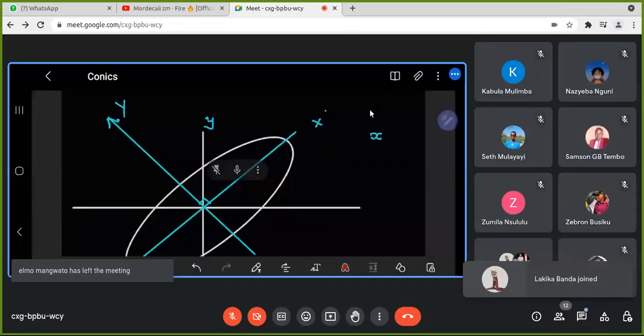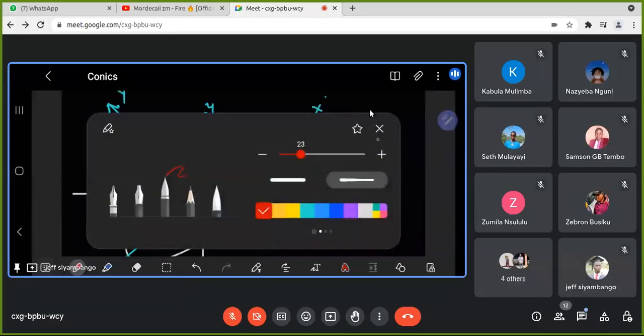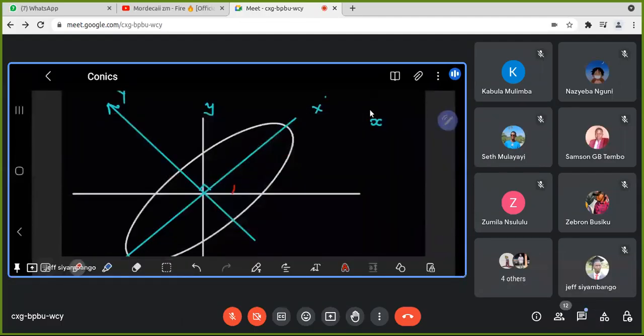Okay. Now, for a case like this, where the x-axis has been rotated through some angle, let's say the angle of rotation here is theta, from the original x-axis to the new x-axis, it has been rotated through some angle theta. Notice that the y-axis would also have been rotated through the same angle theta.